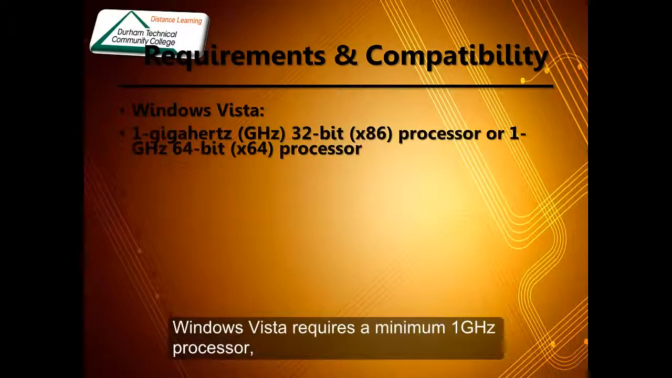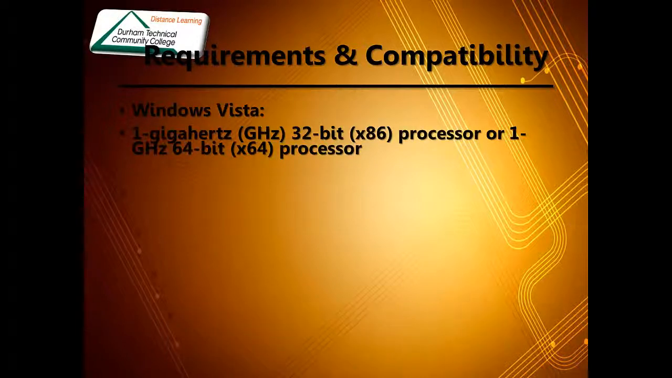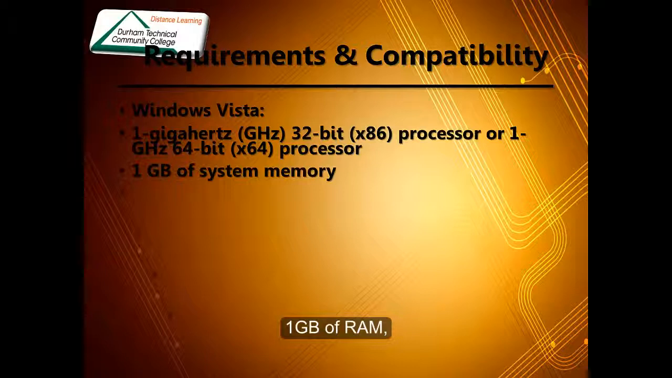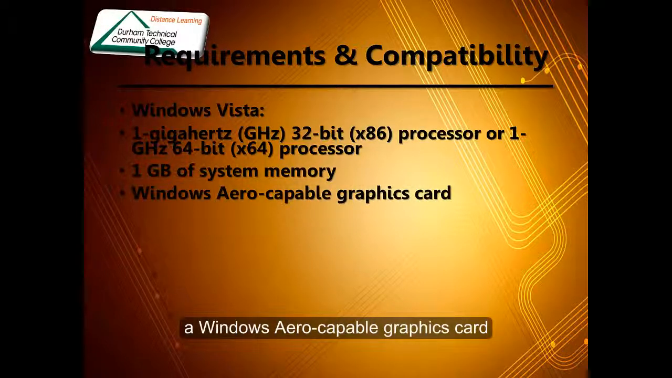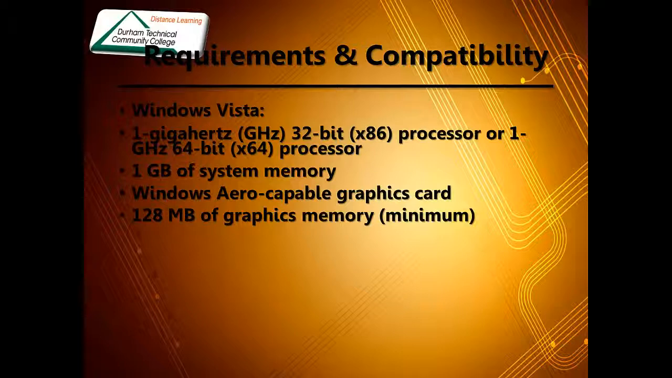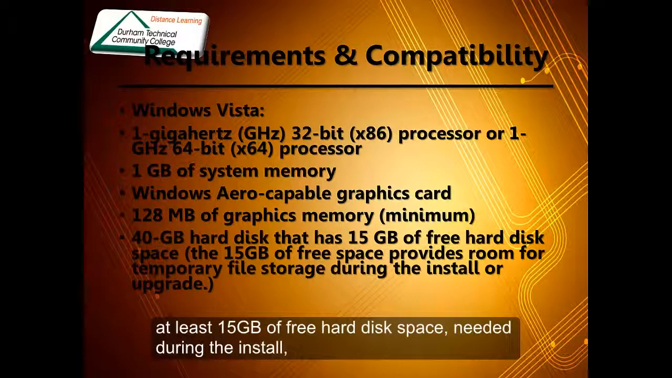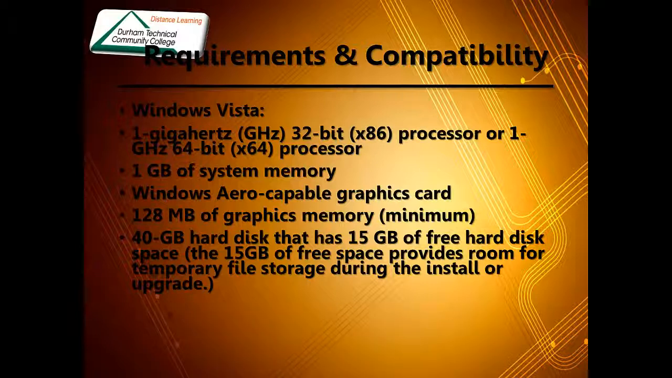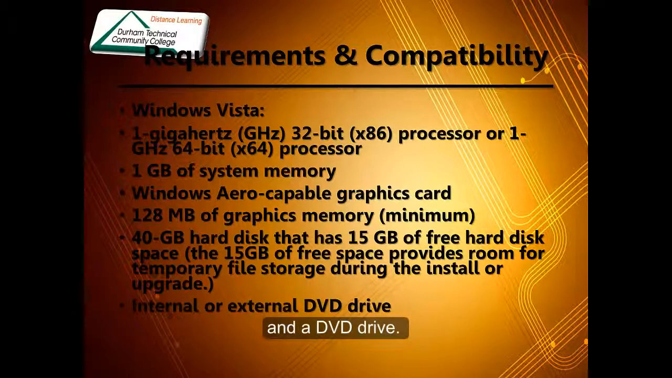Windows Vista requires a minimum 1 GHz processor, 1 GB of RAM, a Windows Aero-capable graphics card with 128 megabits of graphics memory, at least 15 GB of free hard disk space needed during the install, and a DVD drive.